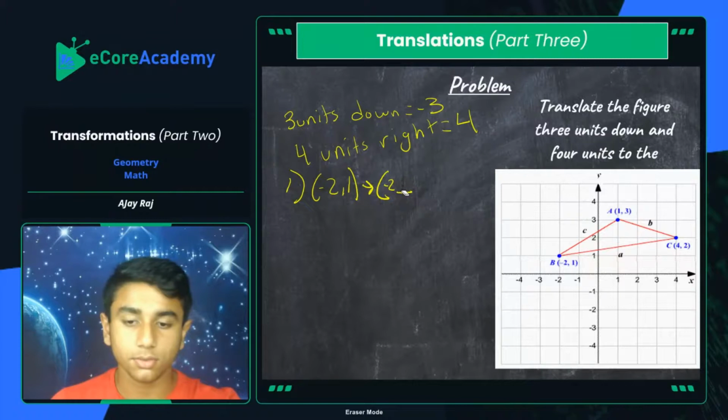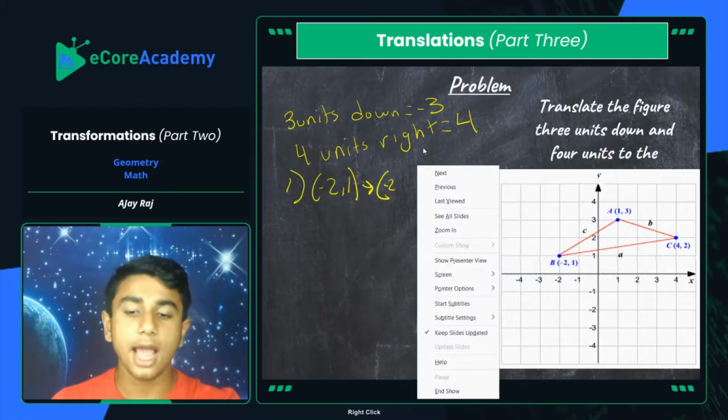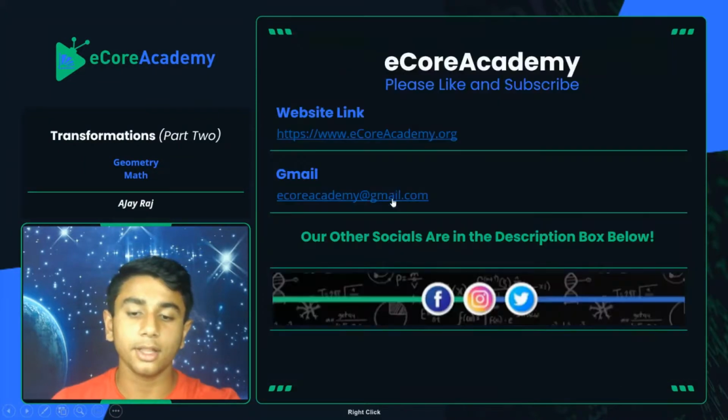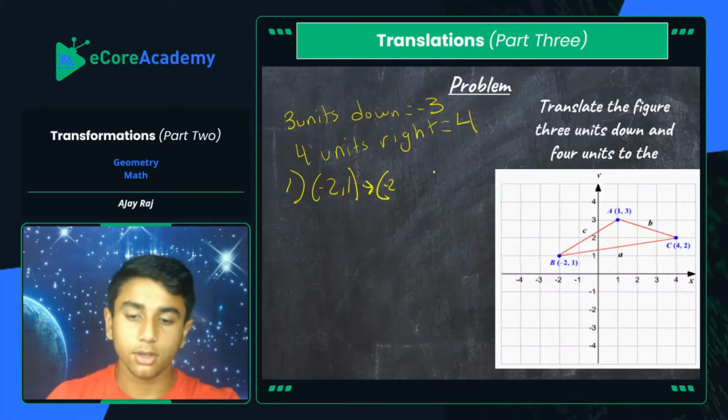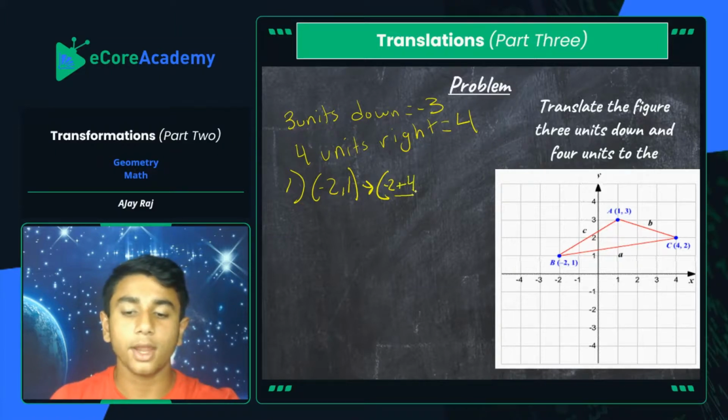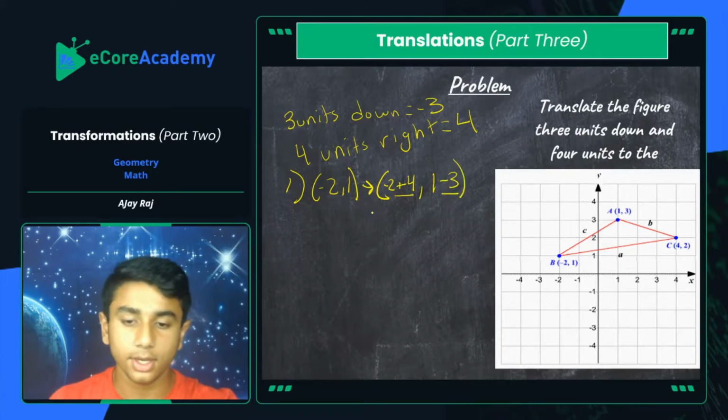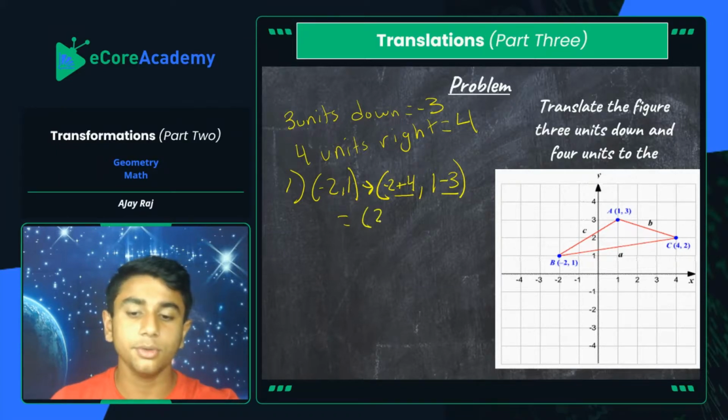Sorry about that. That's wrong here. So we're going to add 4, because remember, moving right and left affects our x coordinates. So we're going to add 4 here because we're moving right 4. And then we're going to subtract 3 because we're moving down 3 on the y coordinate. And that basically equals -2 plus 4 is 2, and 1 minus 3 is -2. So that's 2 comma -2.